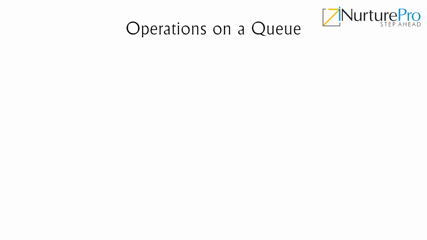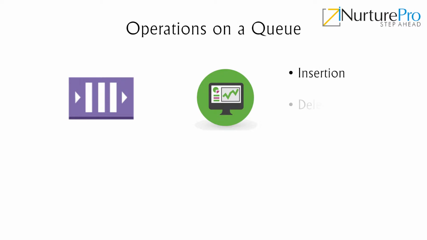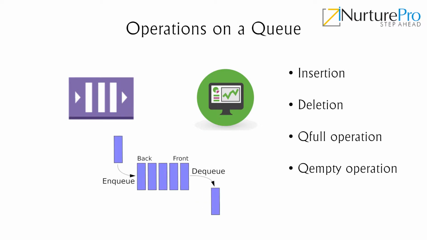Operations on Q. Similar to the operations performed on stacks, all such operations can be performed on queues too. The basic operations involve insertion (NQ) and deletion (DQ). The other supporting functions involved are Qfull and Qempty. While performing DQ operations, the data is accessed from the front pointer, and while performing NQ operation, data is accessed from the rear pointer.